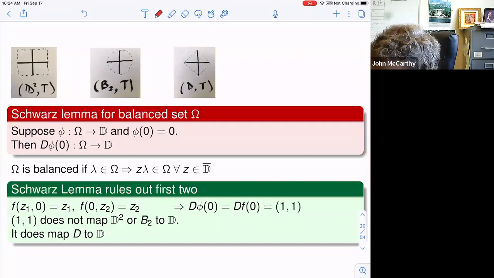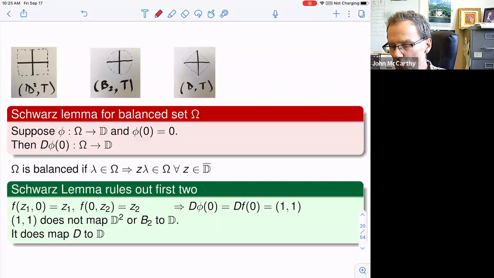And then it's easy to check that 1, 1 doesn't map the bidisk into the disk. For instance, the point 1, 1 doesn't get mapped inside the disk, and it doesn't take the ball into the disk either. If I take the point 1 over root 2, 1 over root 2, that'll get mapped to the number root 2, which is outside the unit disk.